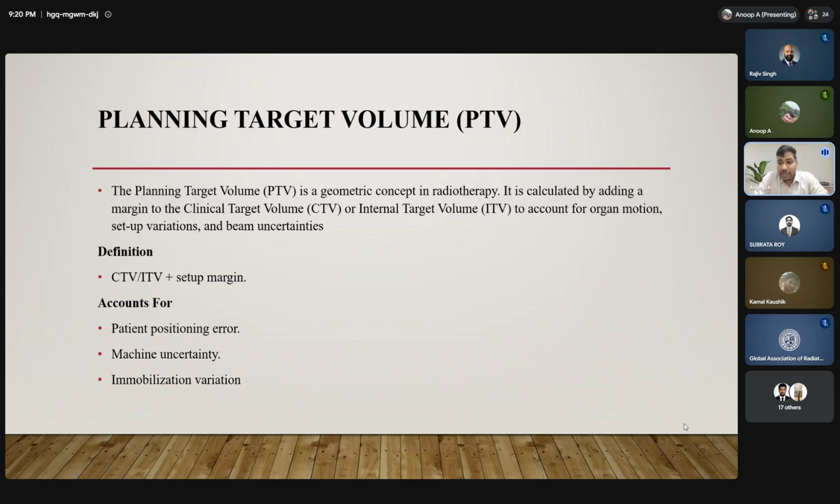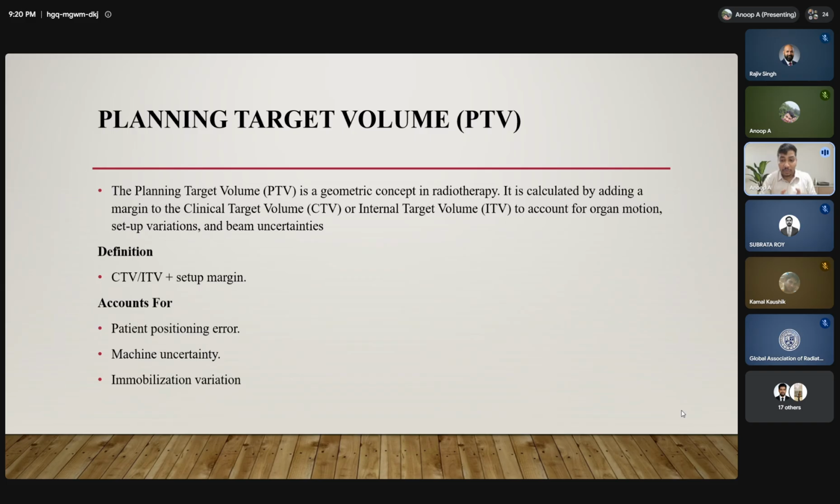Setup uncertainties. A patient comes in for treatment 5 days a week for several weeks. Even with laser alignments and custom immobilization devices, the patient might lie down slightly twisted or shifted by 2 to 3 millimeters from one day to the next. This is setup uncertainty. Then mechanical inaccuracy. The radiation machine is a massive piece of heavy machinery that rotates around the patient. There can be minute, millimeter-level deviations in the mechanical alignment of the beam. This is called mechanical inaccuracy.